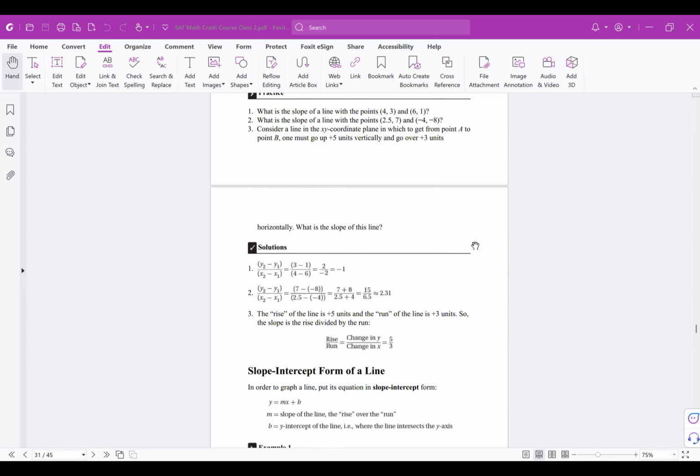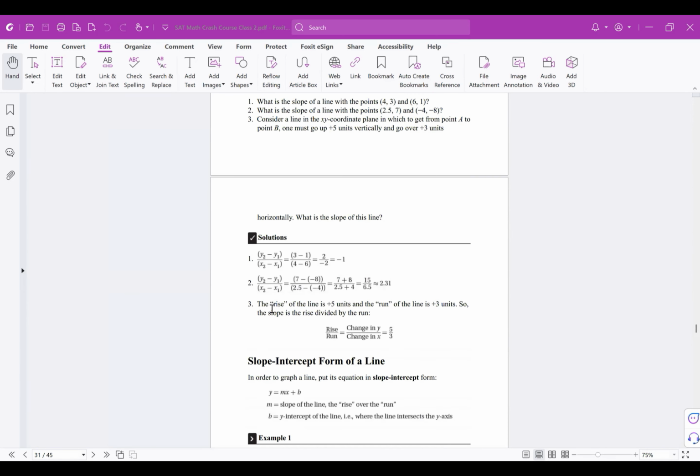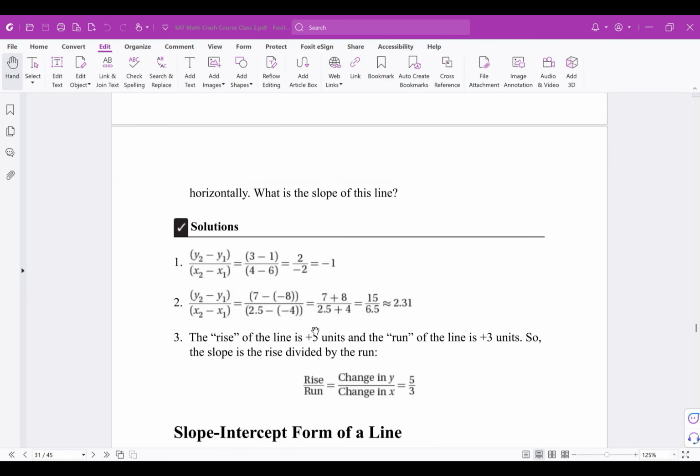Let's check what they're trying to tell us. The rise of the line is 5 and the run of the line is 3 units. So the slope is the rise divided by the run. Okay, so they are introducing a concept of rise and run. Maybe the rise is in the y direction, and the run is in the x direction.